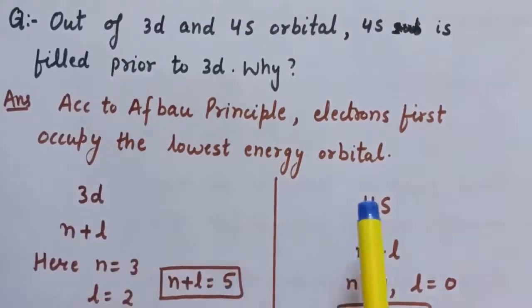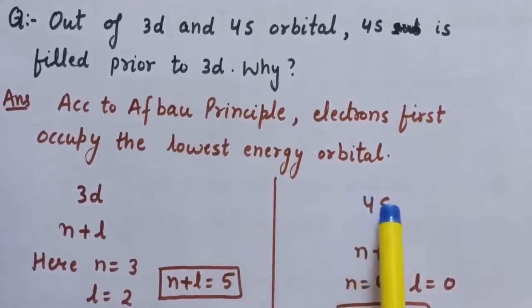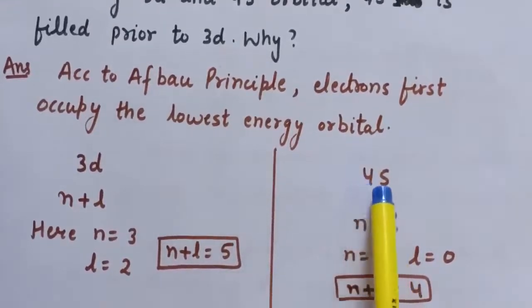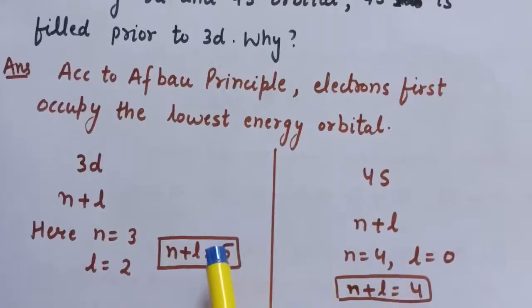But when we calculate the n plus L value for 4s, it comes out to be 4, because for 4s, the value of n is 4 and the value of L for s is 0. So when we add n plus L, it comes out to be 4. So 4 is a lower number than this 5.